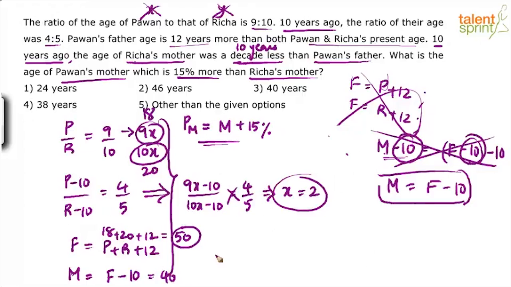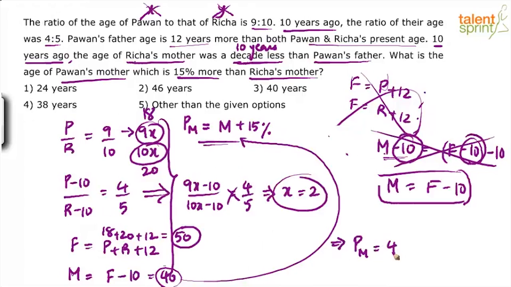It looks to be lengthy, but once you get these 2 values, P and R, finding out F and M is very easy. 40. If this is 40, what is Pawan's mother's age? Substitute here. M is equal to 40, right? Put it there. So what do we get from this? Pawan's mother's age will be 40 plus 15% more than that. What is 15% of 40? 15% of 40 is 6.